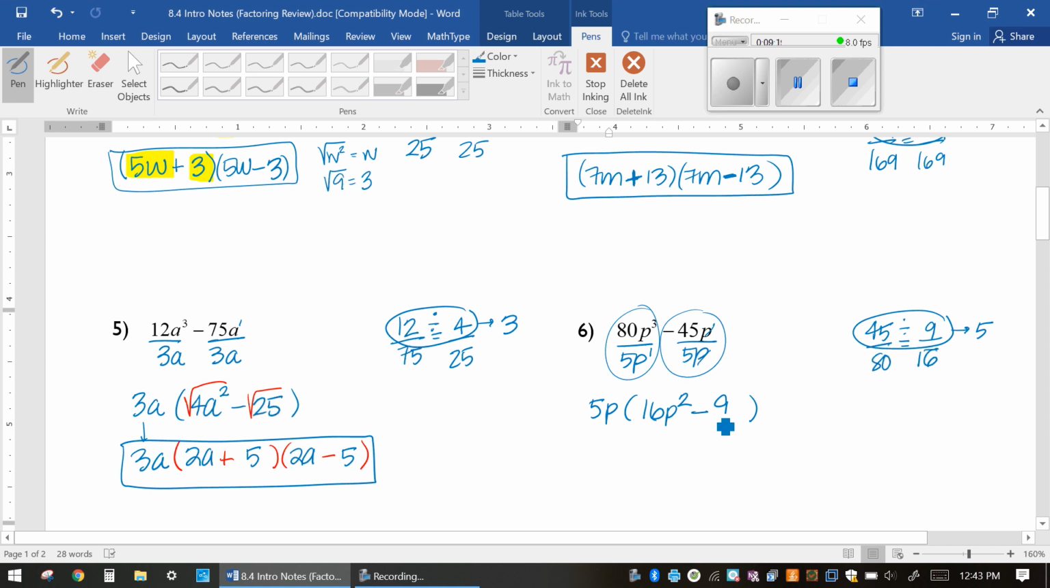If you look, what's in the parentheses is a difference of squares. It's got subtraction, the variable is squared, and you can square root each of those numbers. Square root of 16 is 4, square root of 9 is 3. So we can keep going.